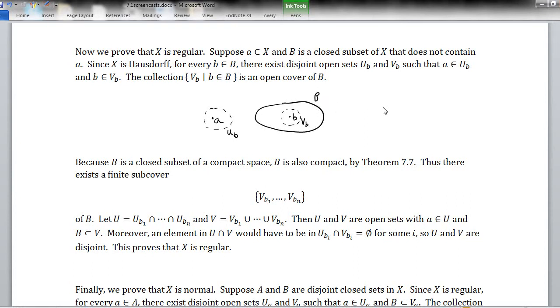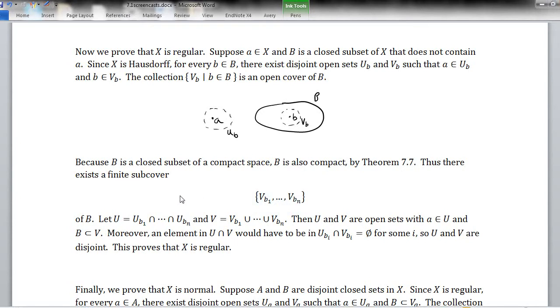All right. Well, if we have an open cover, then that's a good time to use compactness. So because B is a closed set of a compact space X, B is also compact by theorem 7.7, so there exists a finite subcover, which I'll write like this, which are basically the open sets that came from some finite list of points b1 through bn.